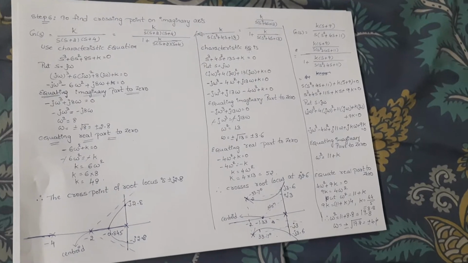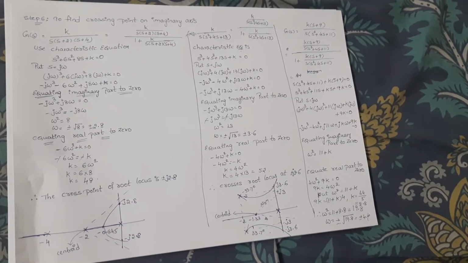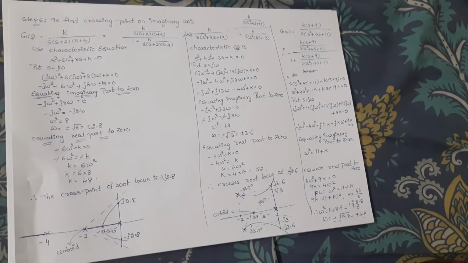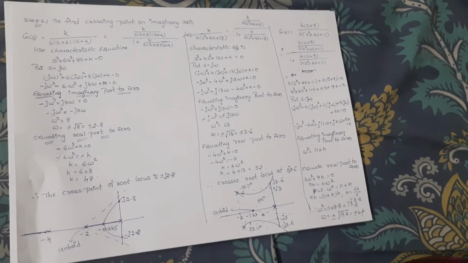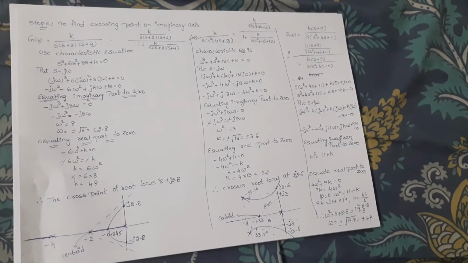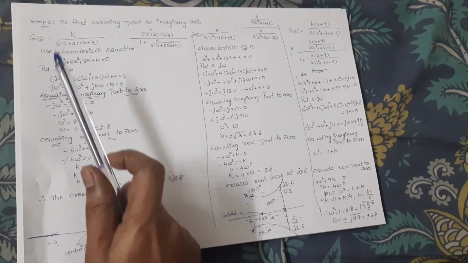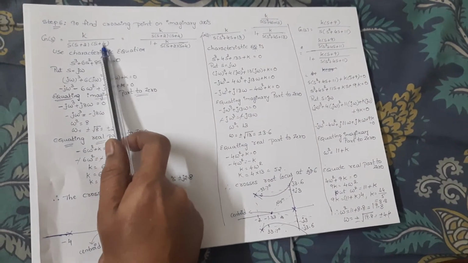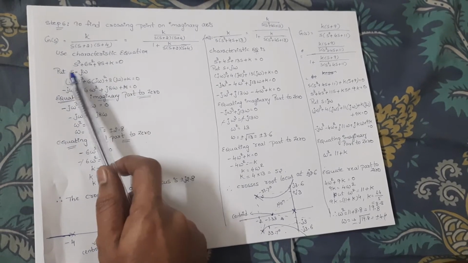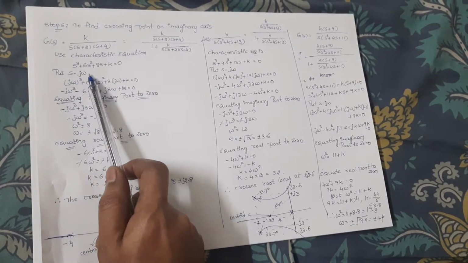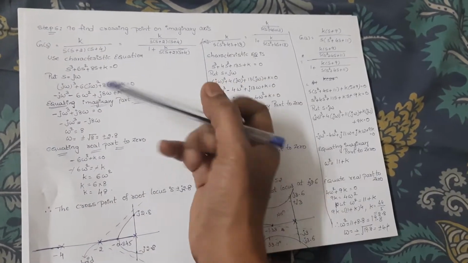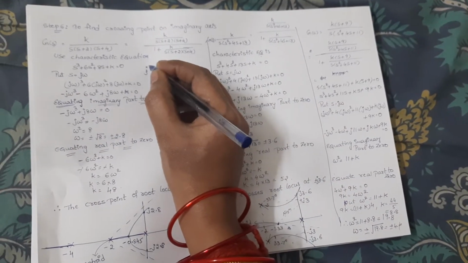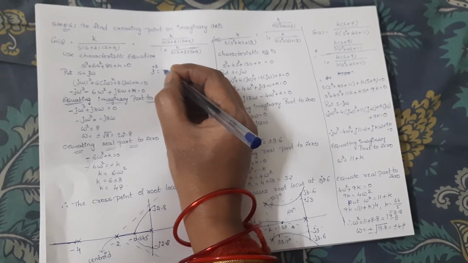Last step in this root locus is step 6, that is to find the crossing point on the imaginary axis. For this you also require the characteristic equation which we calculated in step 4 for breakaway and break-in points. So this is the characteristic equation for the first problem we took, and in this equation you substitute s equals j omega. I think you already know j square is equal to minus 1.